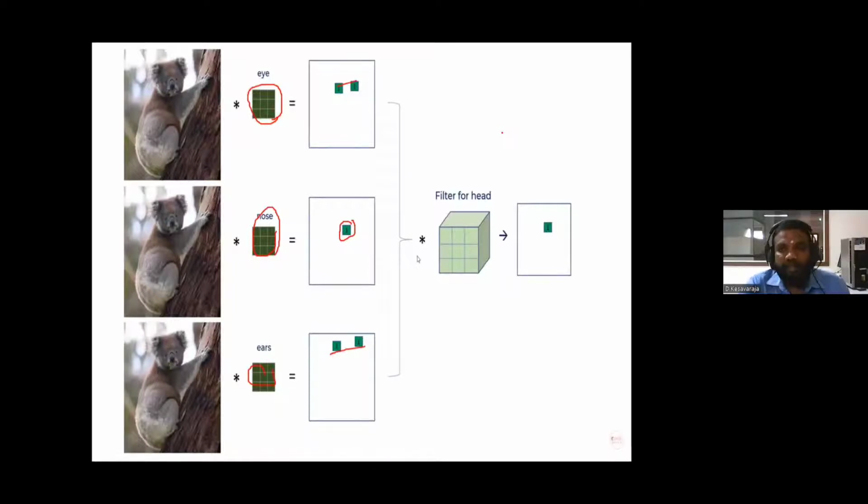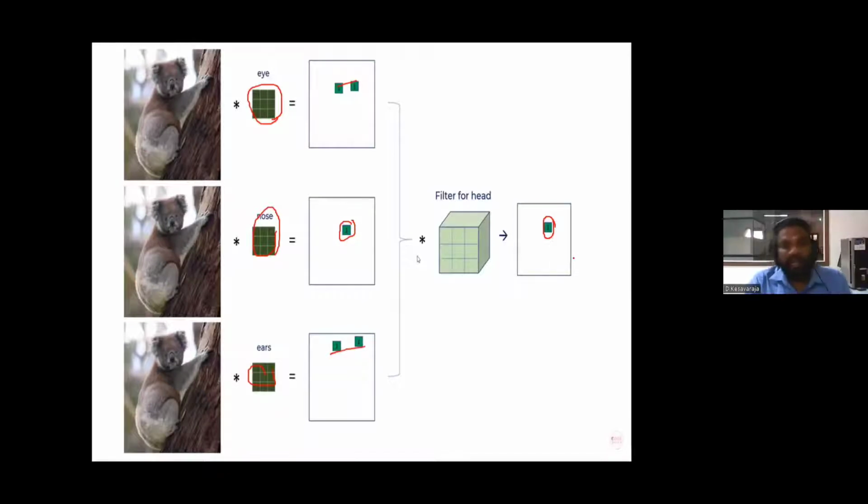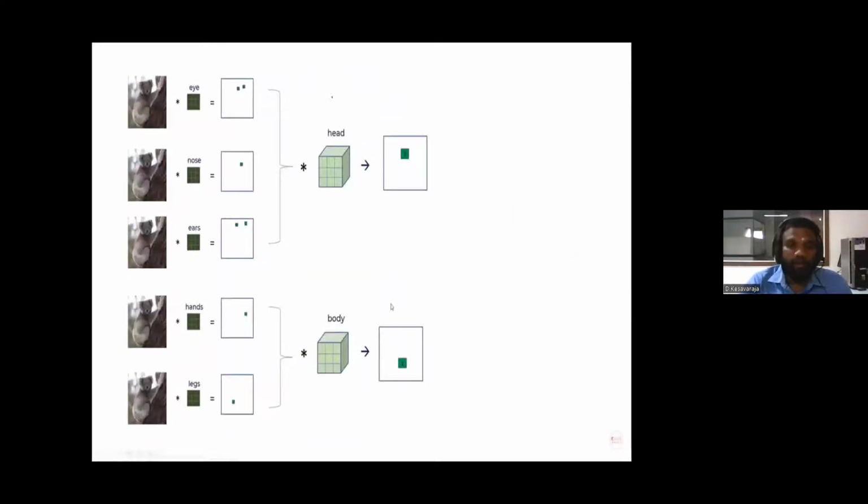By combining all 3 feature maps, you can identify a koala having a head at the top. So eyes were present, nose was present, ears were present. Combining the 3 feature maps, you get the result as a new feature map for the koala's head being present.